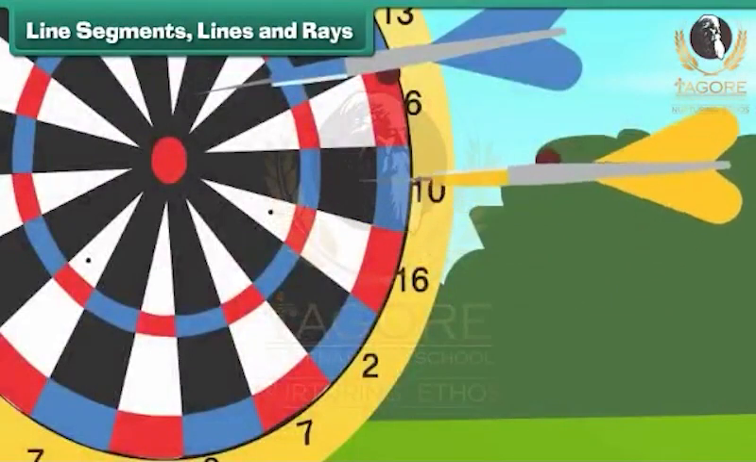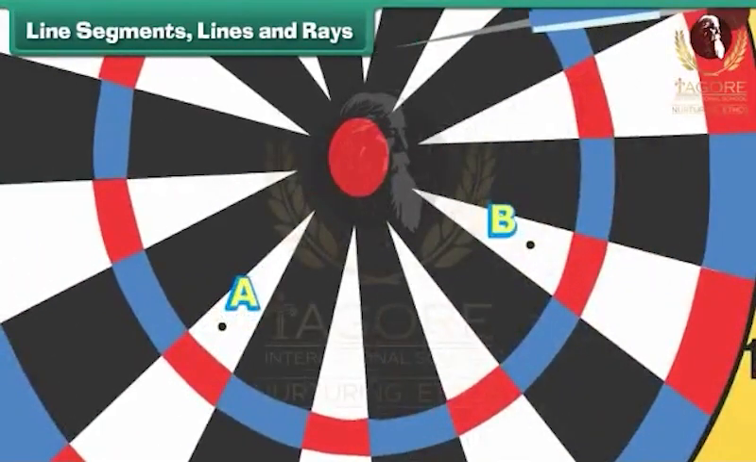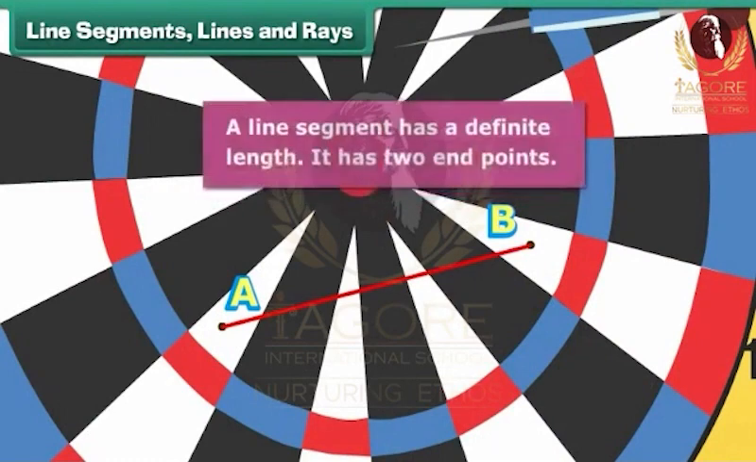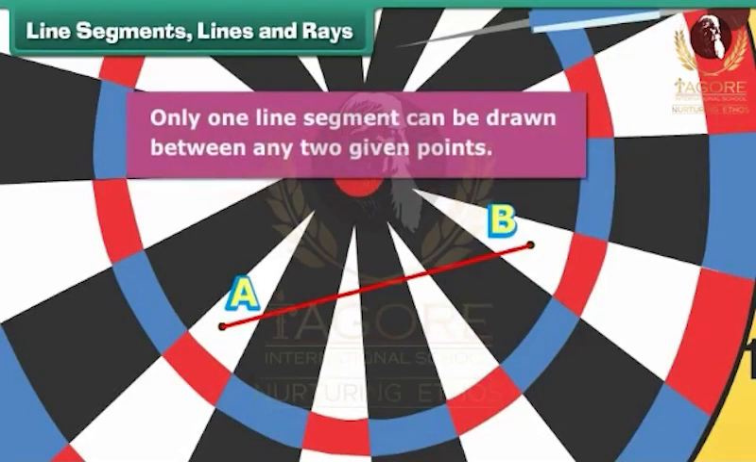Let us remove another dart to reveal another point. We name the 2 points A and B. We now join the 2 points. We get the line segment AB. A line segment has a definite length. It has 2 endpoints. Can we draw another line segment between 2 points A and B? No. Only one line segment can be drawn between any 2 given points.